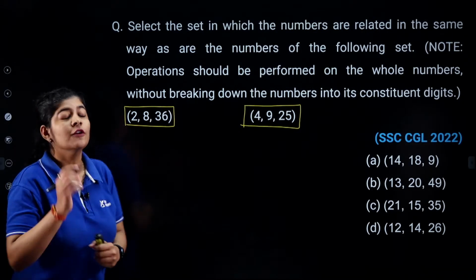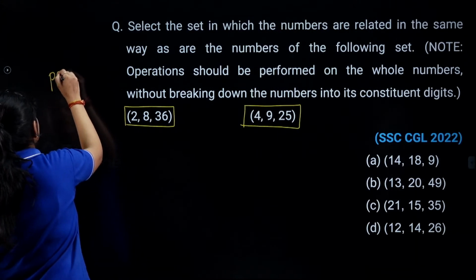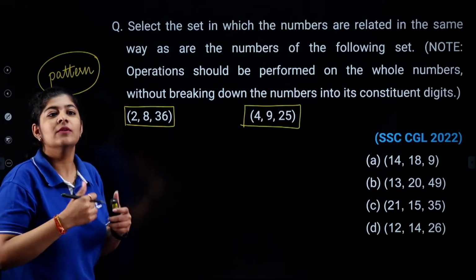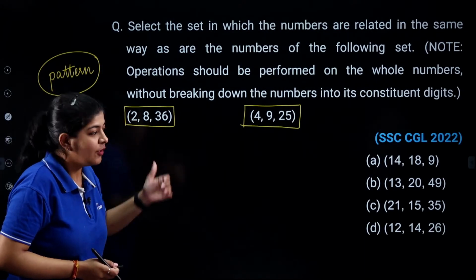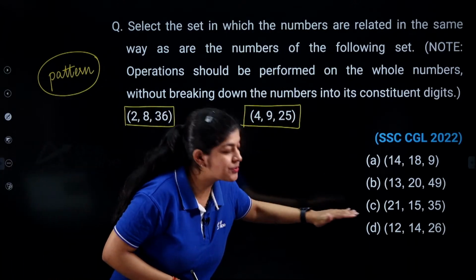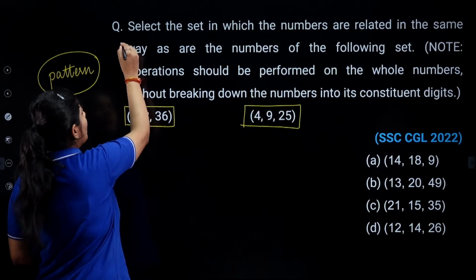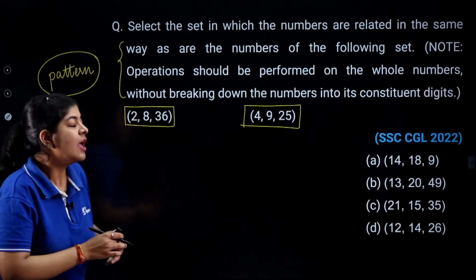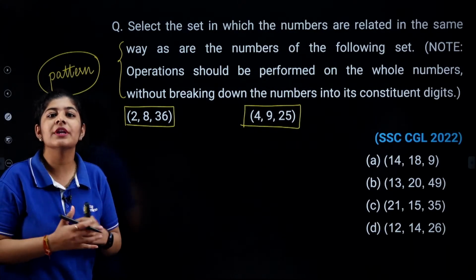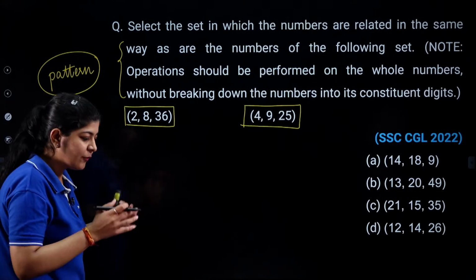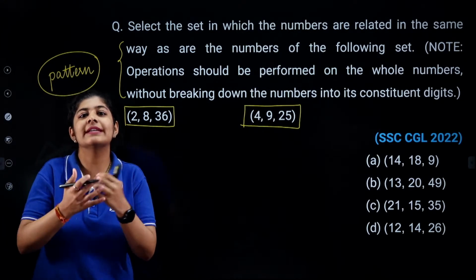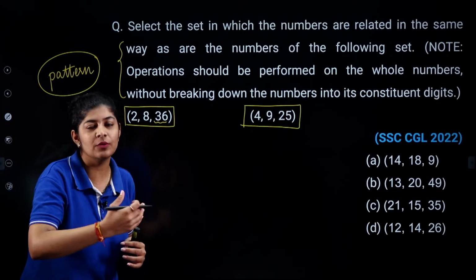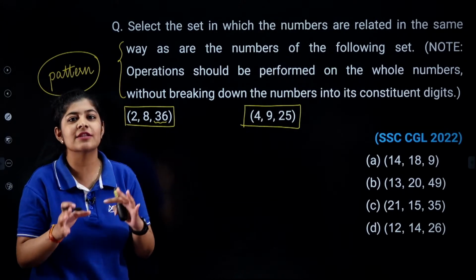Now what we have to do? First we have to identify the pattern over here, and we need to apply the same pattern to the options and check which option is correct. In this note, the examiner wants us to know that we are not going to break the numbers. A number is a combination of digits, so if we are having 36, we need to consider it as 36 only. We are not going to break it as 3 and 6 or something else.